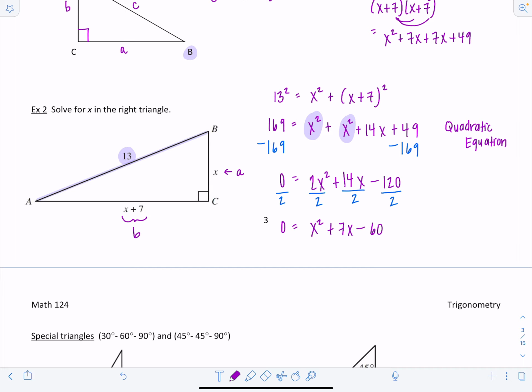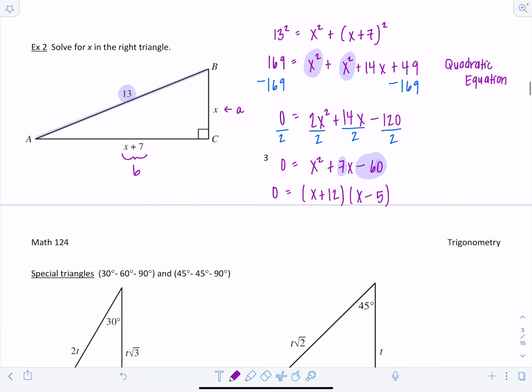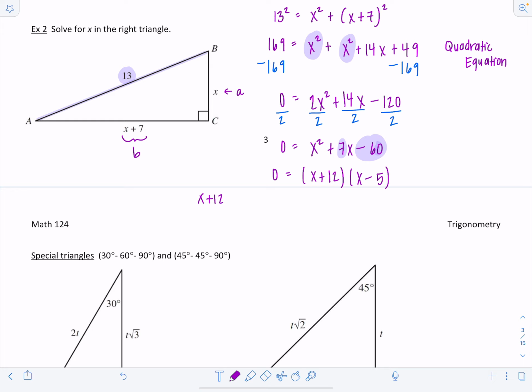So let's think here, can we factor? What two numbers multiply to negative 60 and add up to positive 7? Can you think what multiplies to negative 60? 60 and 1 won't work. 2 and 30, no. Keep going through your list, and then finally you go, oh, it's 12 and negative 5. So x plus 12 times x minus 5. Then from here, we're going to use our zero product property, which means x plus 12 is 0 or x minus 5 is 0. And so x is either equal to negative 12 or 5.